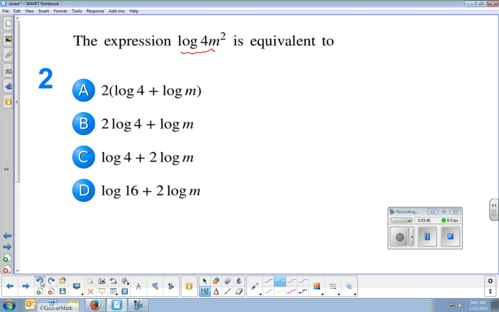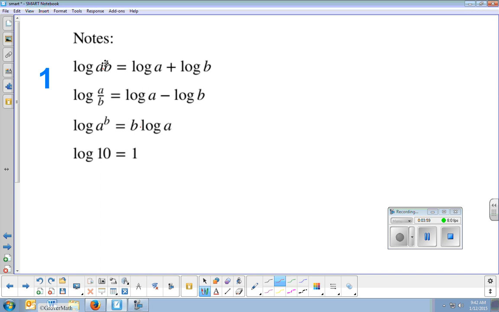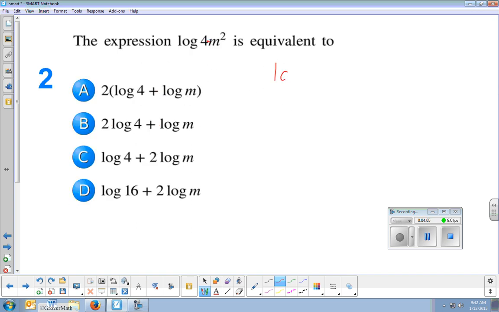So two things are happening here, two properties. I see a multiplication between 4 and m, and I see an exponent on the m. First, this multiplication, log 4 times m squared, can be written as a sum of two logs. So right there, I'm going to make that log 4 plus log m squared. My single log product can be written as a double log sum. I split up 4 times m squared into 4 plus m squared, and they each get their own log.